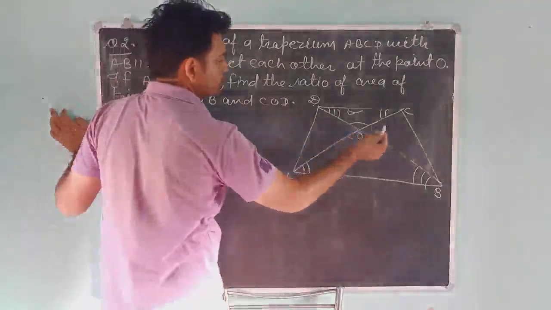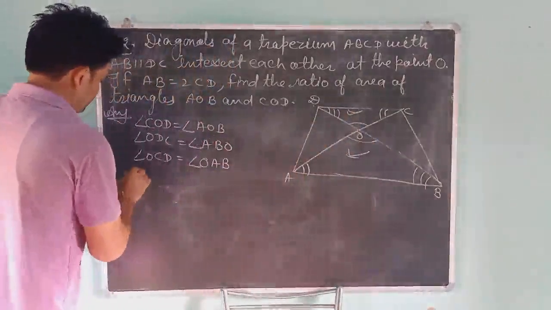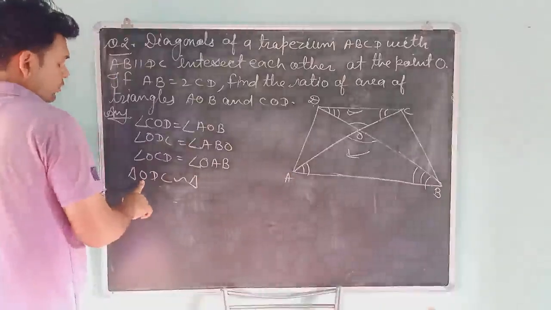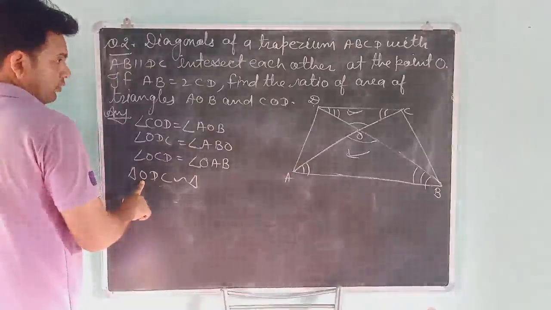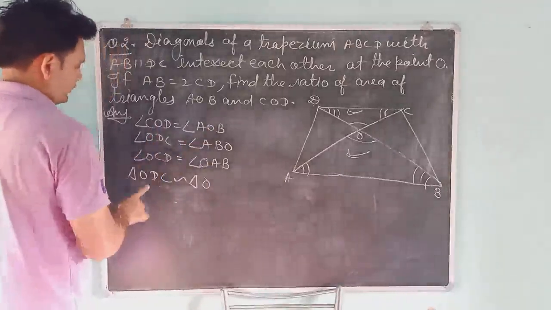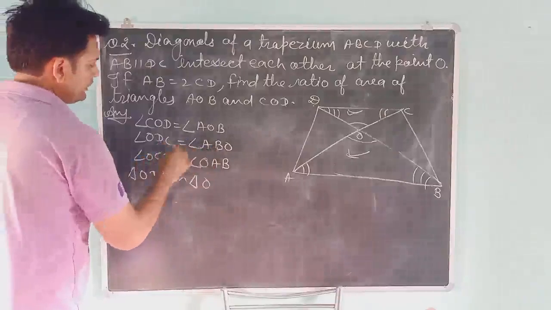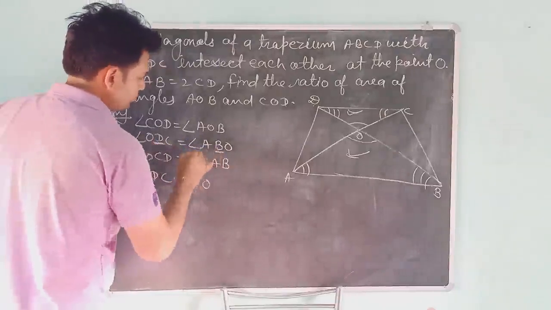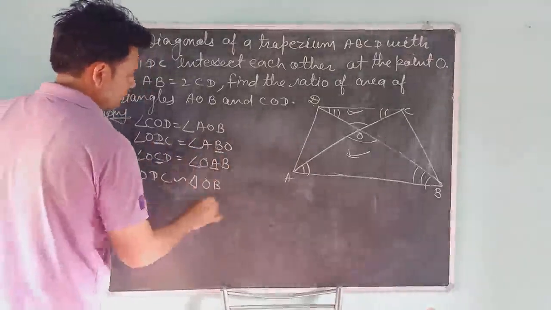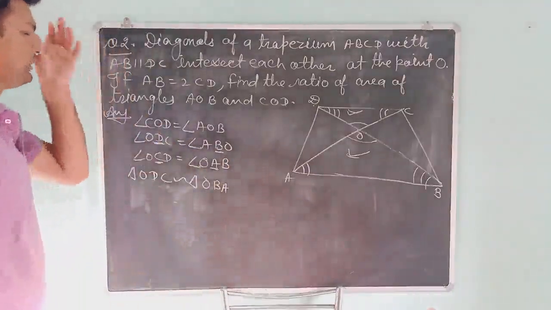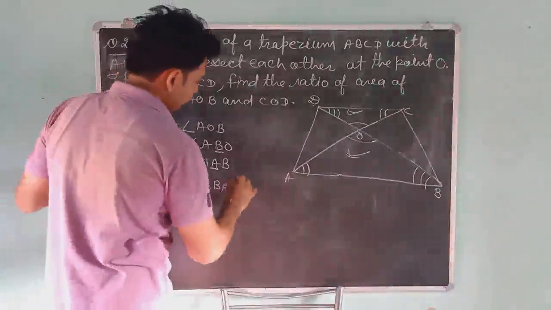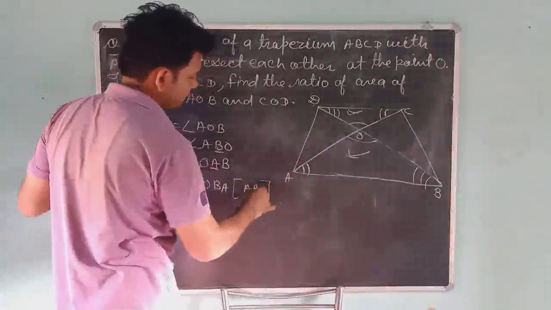Okay, name of this triangle, suppose ODC. Triangle ODC is similar to triangle O, O is equal to O, so I will write here O. D is equal to B, so I will write here B. C is equal to A, so I will write here A. So these two triangles are similar to each other by the AA similarity criterion.